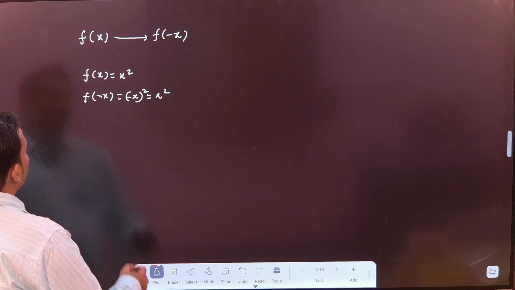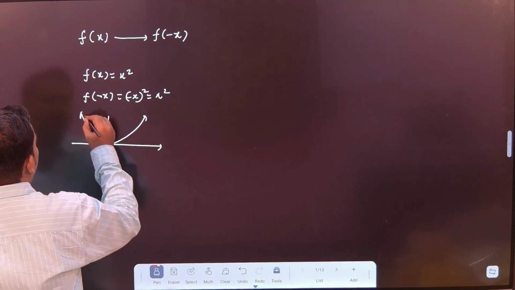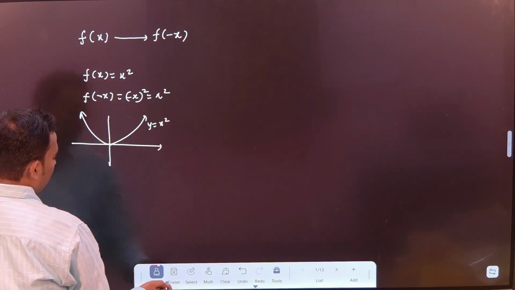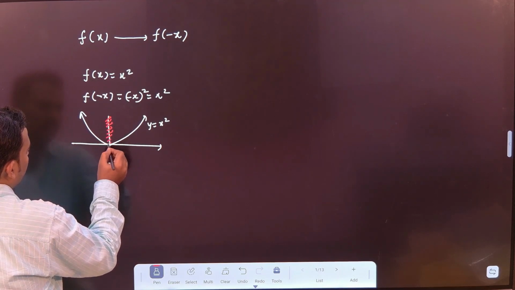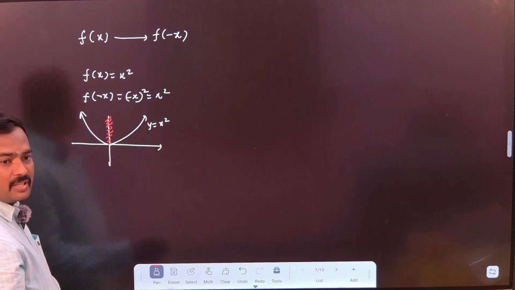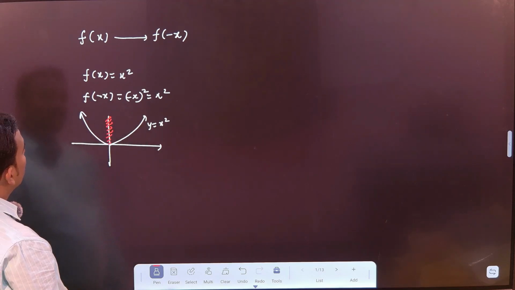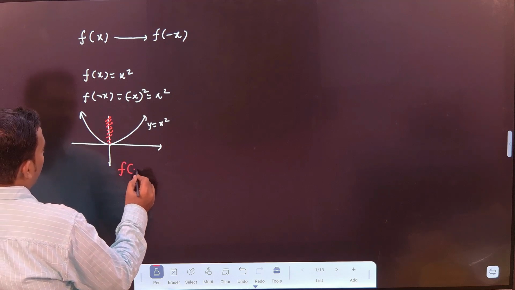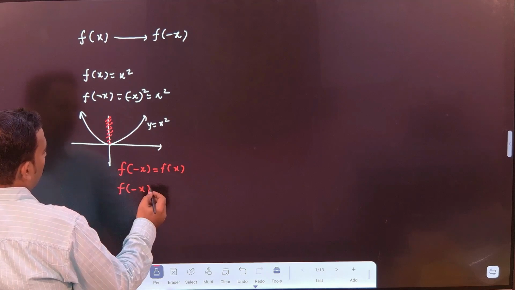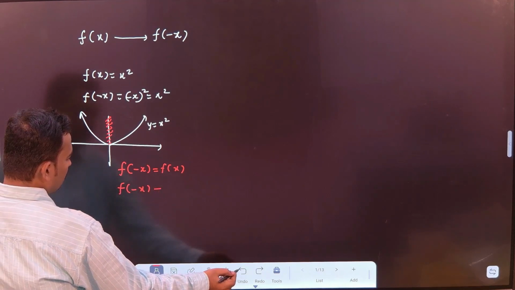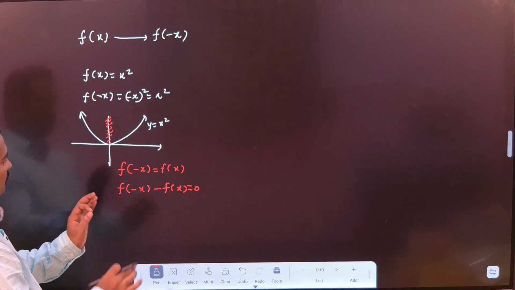Understand? Okay, now you can see, students, let us take this y is equal to x square graph. How does this graph behave? You consider the y-axis as the mirror. The right side portion is reflected about the y-axis. So that means f of minus x is equal to f of x, that is f of minus x minus f of x equal to 0. Understood?